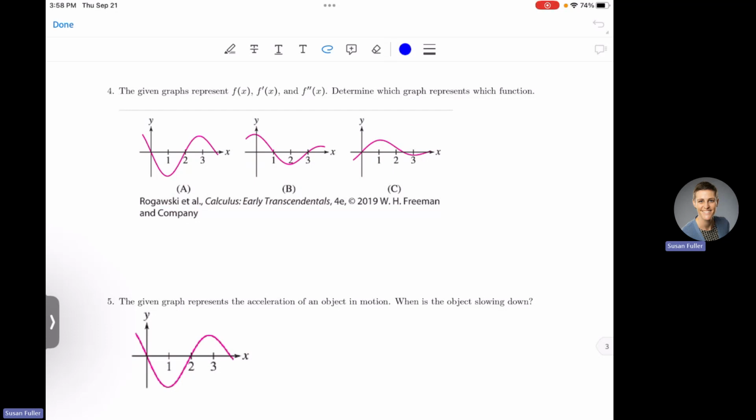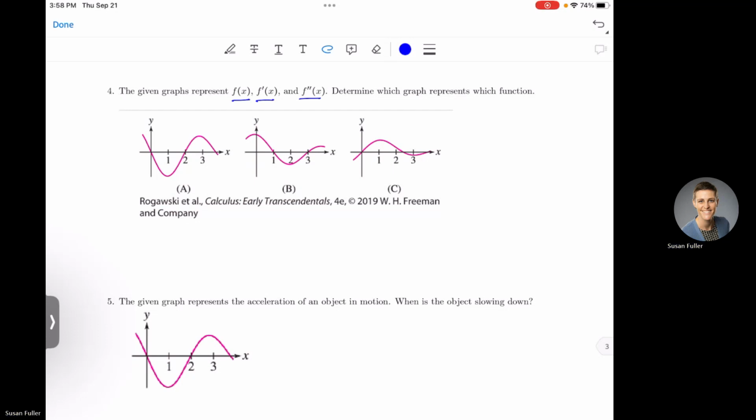So let's do this first example here. We are given three graphs, A, B, and C here. And the given graphs represent an original function, that function's first derivative, and that function's second derivative. And we have to figure out which graph is which. So one of these is an original, one of these is a first derivative, and one of these is a second derivative.